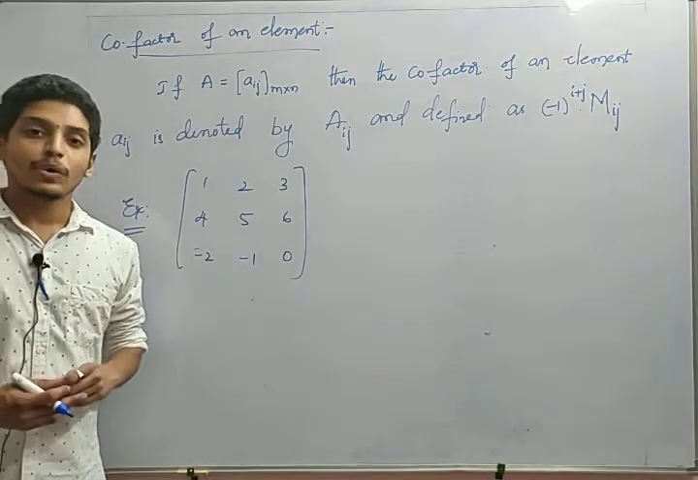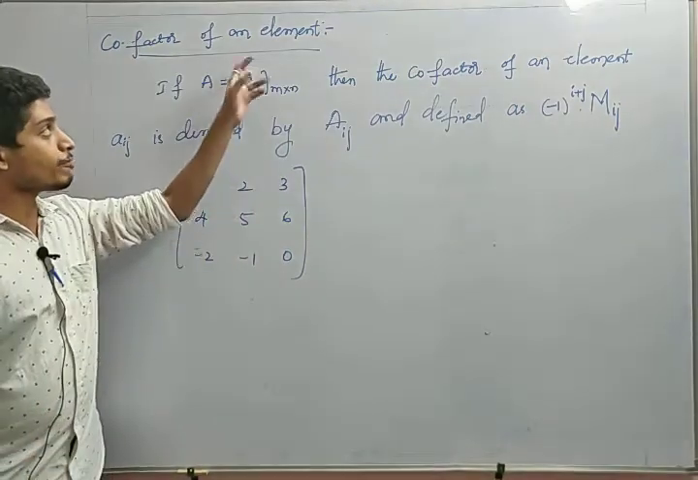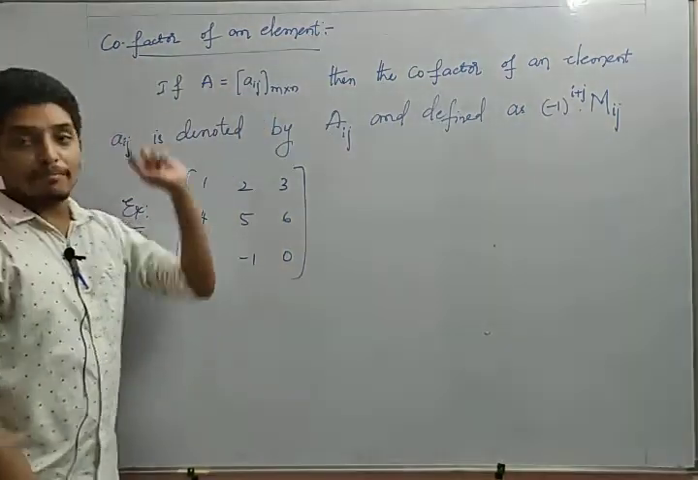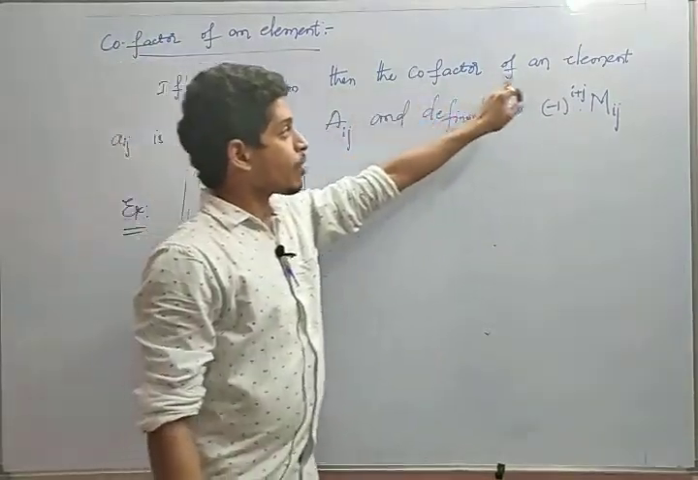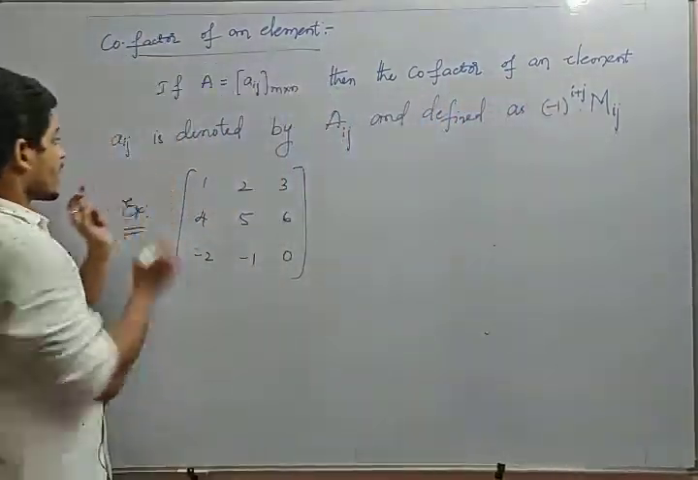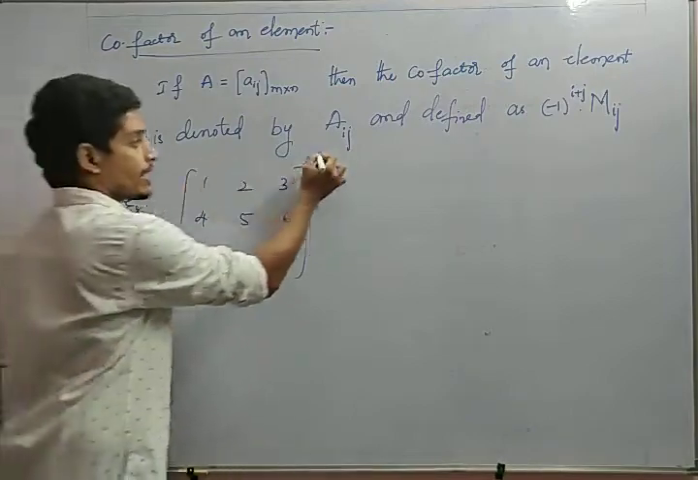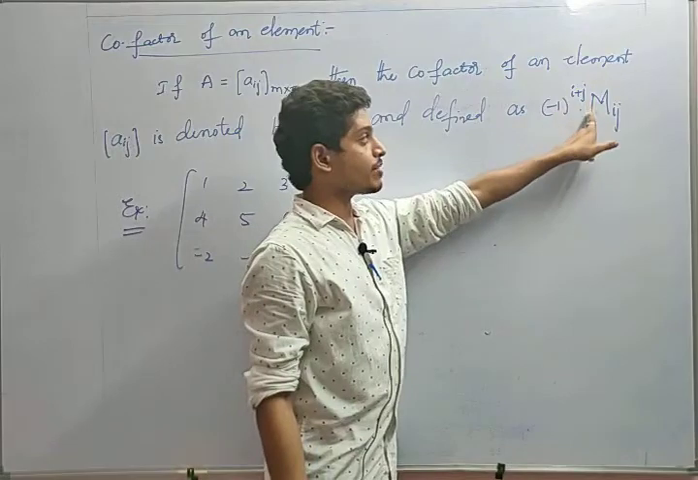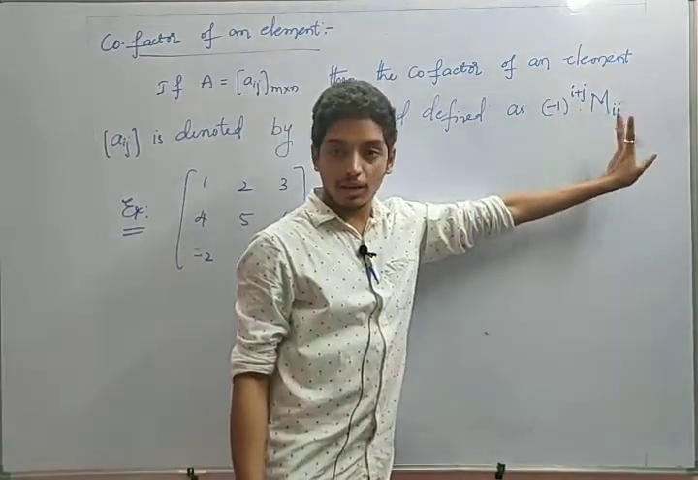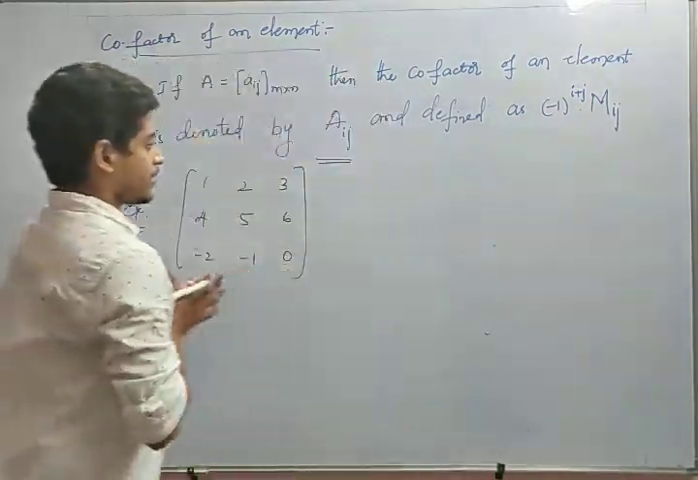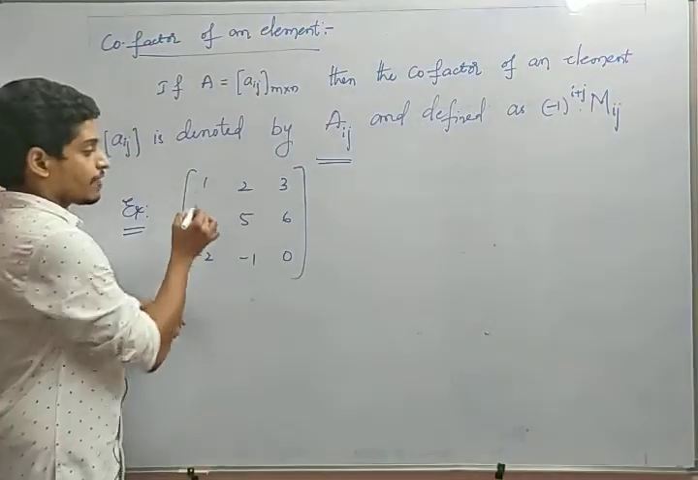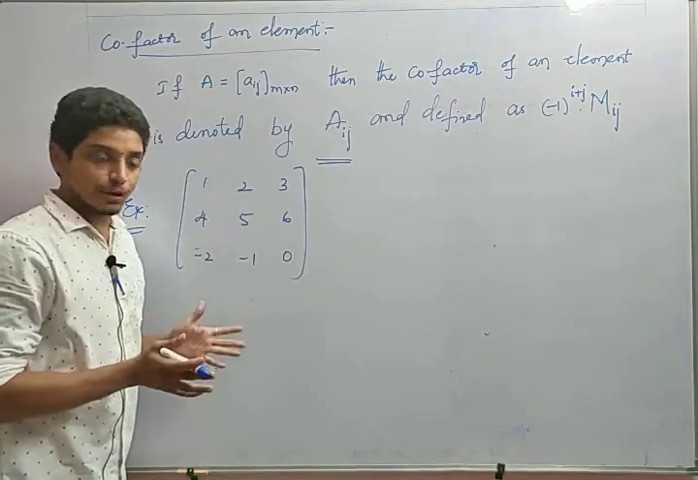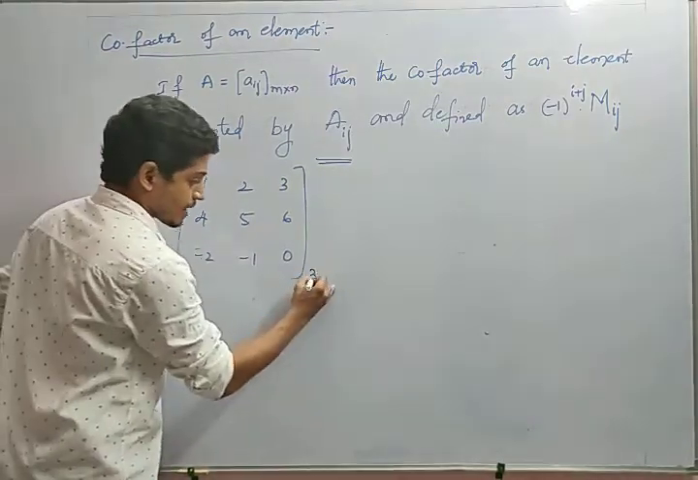Okay, now let us see what exactly a cofactor of an element is. If A is a matrix of order m by n, then the cofactor of an element aij is denoted by capital Aij and is defined as minus 1 power i plus j into the minor of that particular ith row, jth column. Listen carefully. For every element we will calculate the cofactor. Suppose it is a 3 by 3 matrix.